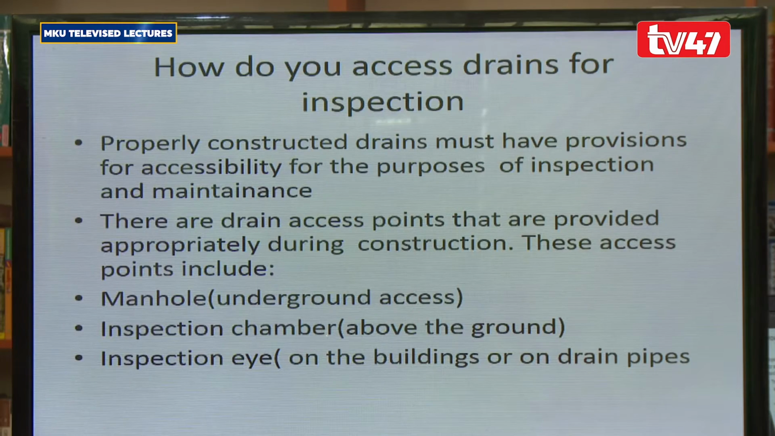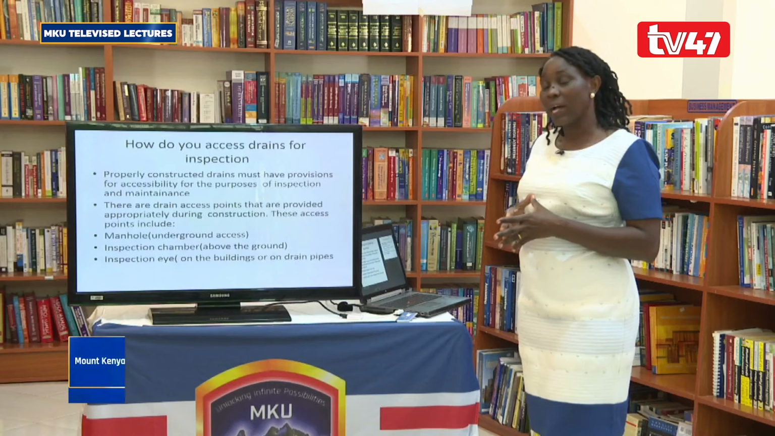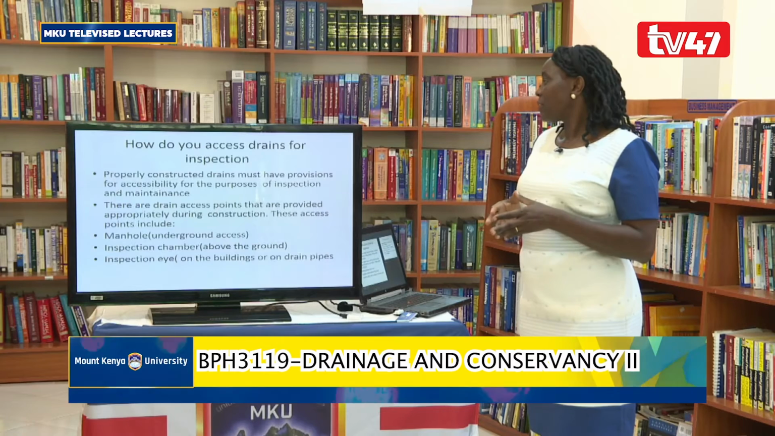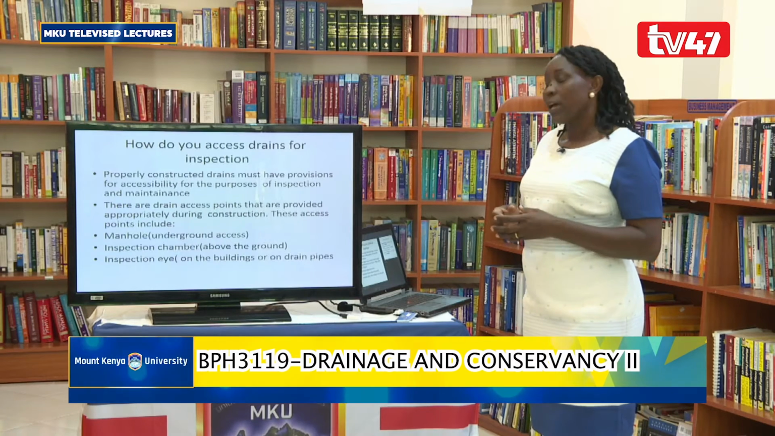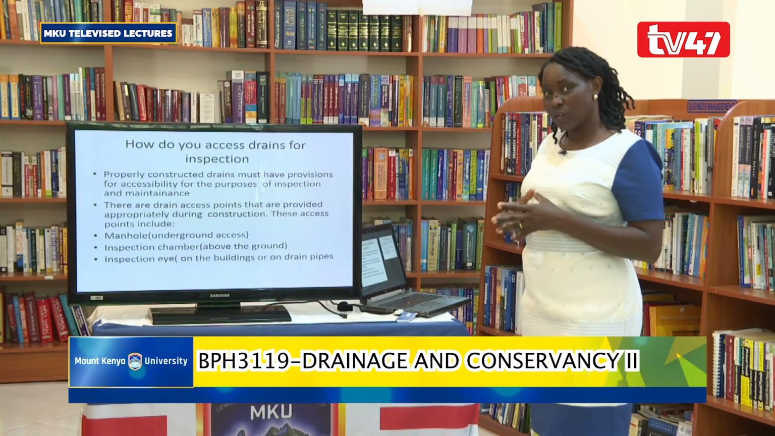Then if you are to inspect a drainage system, how do you access a drainage system for inspection? Properly constructed drains must have provisions for accessibility for the purposes of inspection and maintenance. If you are to maintain a drainage system that has gone wrong, then you have to access it. Otherwise, without access, you will not be able to reach the drainage system. There are drain access points that are provided at the appropriate points, and this is basically done during construction.